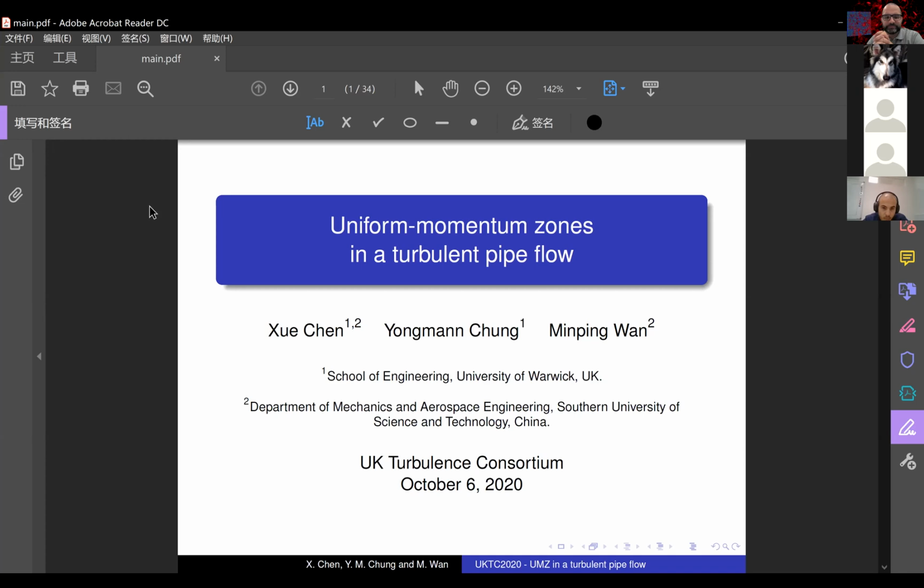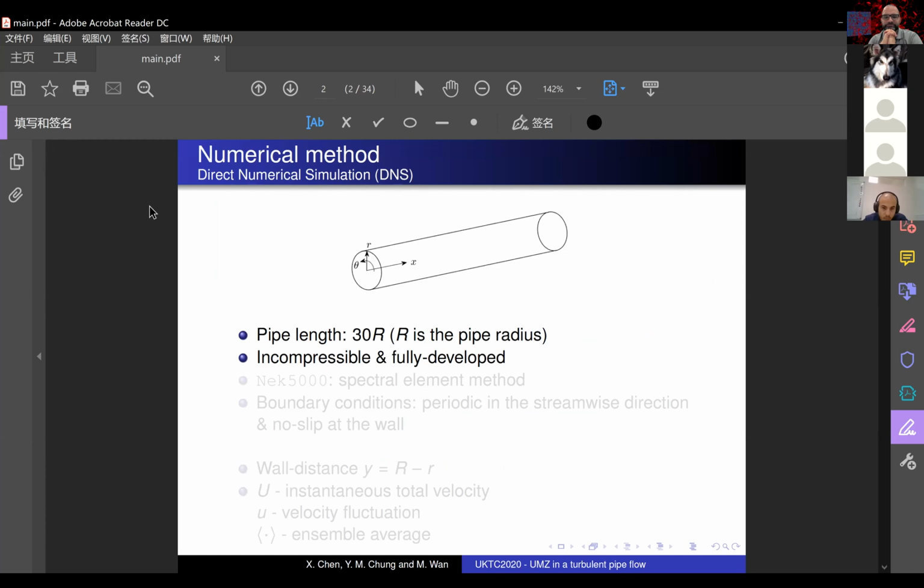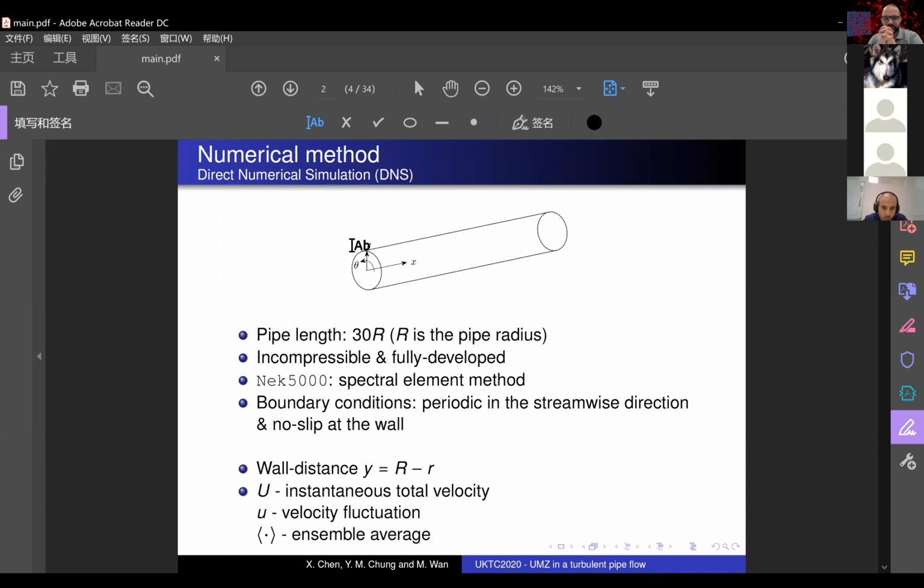Okay, so our talk today is about uniform momentum zones in a turbulent pipe flow. This is a DNS study of a fully developed incompressible turbulent pipe flow. The solver used is Nek5000, which uses spectral element methods. The periodic boundary condition is applied in the pipe axial direction. In this study, we use x, r, and theta to denote the streamwise, radial and azimuthal direction of the pipe, and the total streamwise velocity is in capital letter.